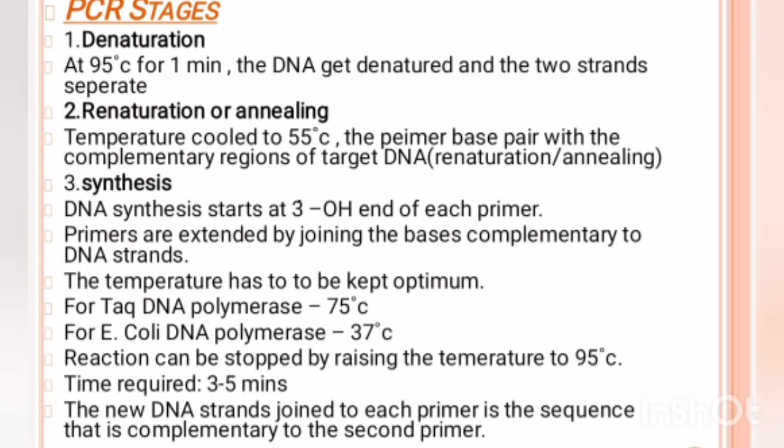Next, we can discuss the PCR stages, that are denaturation, renaturation or annealing, and synthesis. First one, denaturation. In the first step, the reaction mixture is heated to 95 degrees Celsius for 1 minute. This temperature denatures the double-stranded DNA into 2 individual strands.